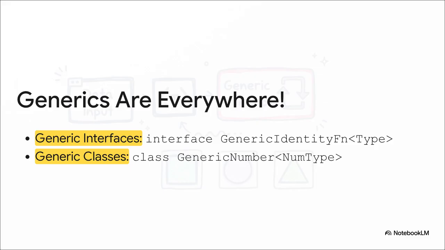Take a look at that generic number class. You could use it with the type number, and its add method would do math. But you could also use the exact same class with the type string, and now the add method concatenates strings. One piece of code, multiple type-safe behaviors. The possibilities are just huge.